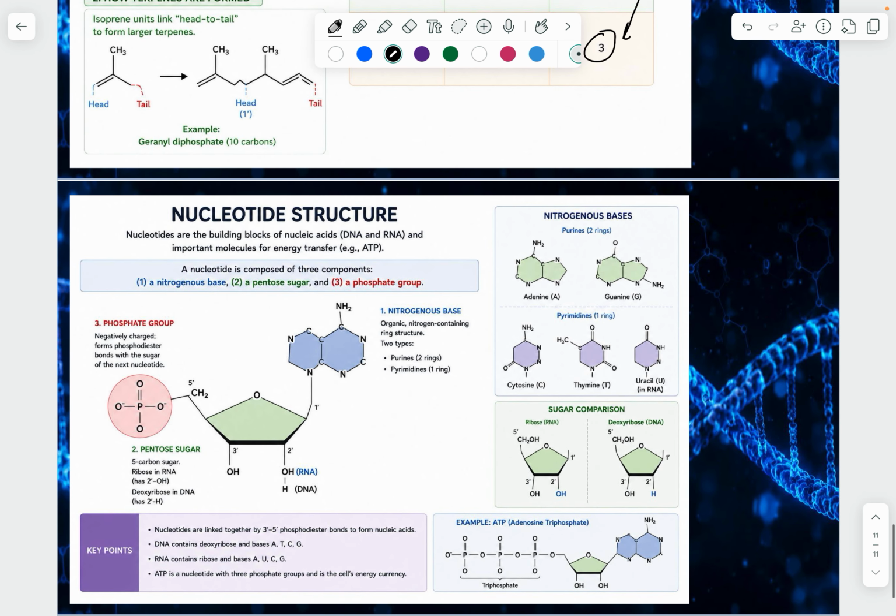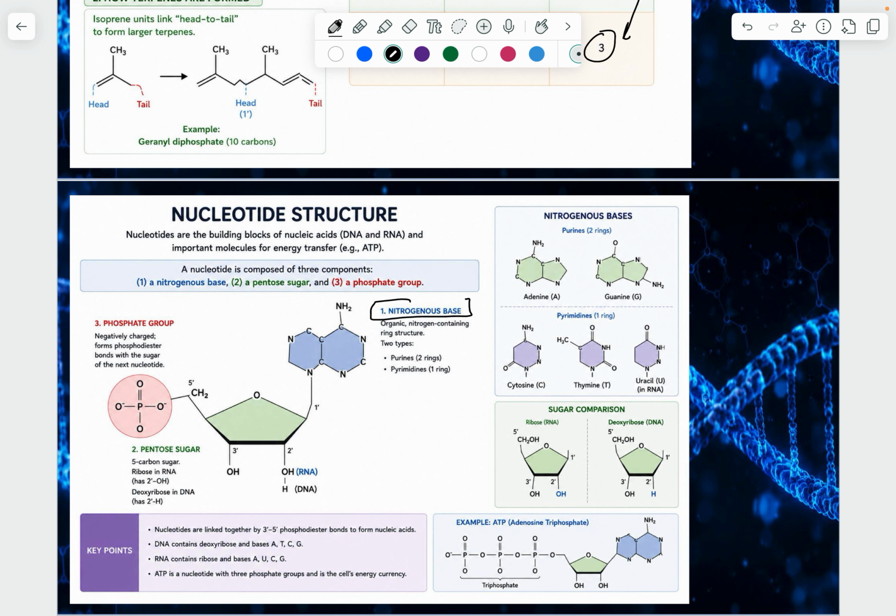Now, nucleotides. Nucleotides are the base unit of your DNA and RNA, so your genetic material. So they are the building blocks of nucleic acids. A nucleotide is composed of 3 components.